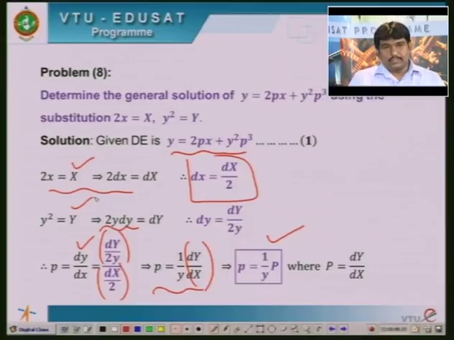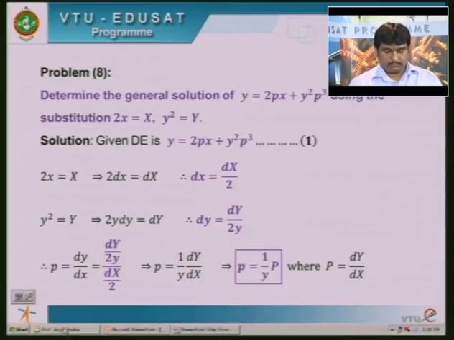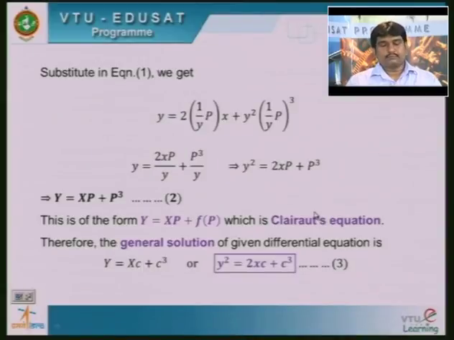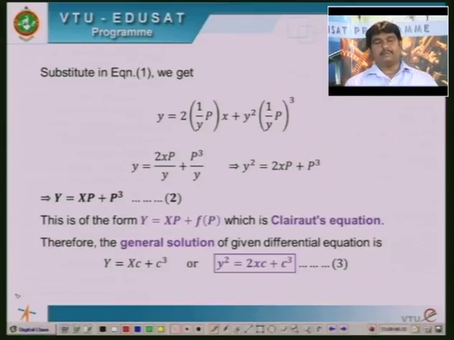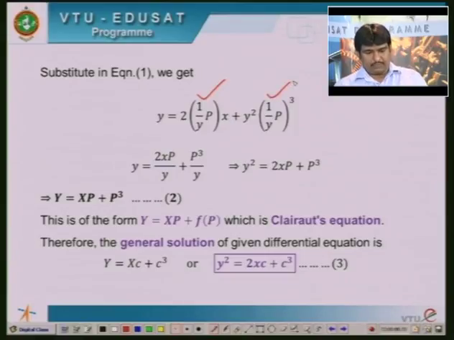Now, substitute all these things in equation 1. I have not changed small y. I am writing this in terms of small y because the substitution was y square equals capital Y, so I will not disturb that part. I will not disturb x also. I have just changed small p to capital P. So, y equals 2 into, this is the capital P part, the small p part converted in terms of capital P.